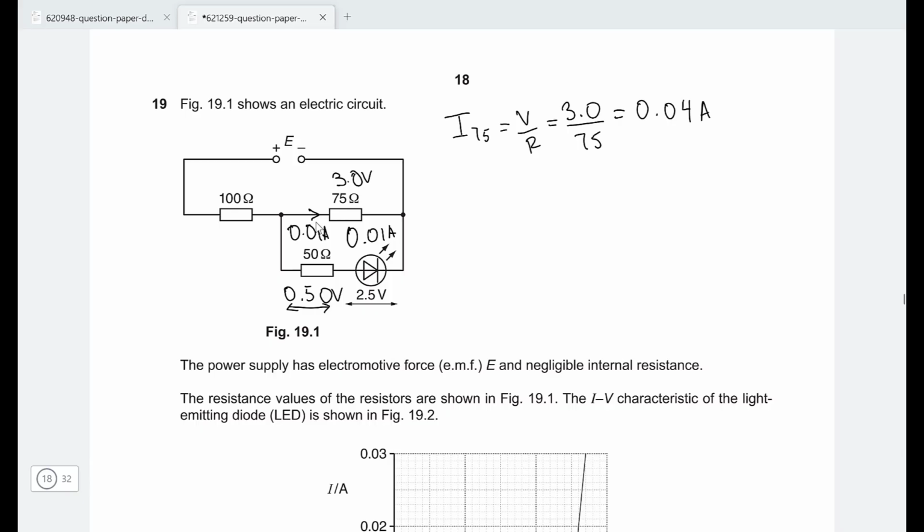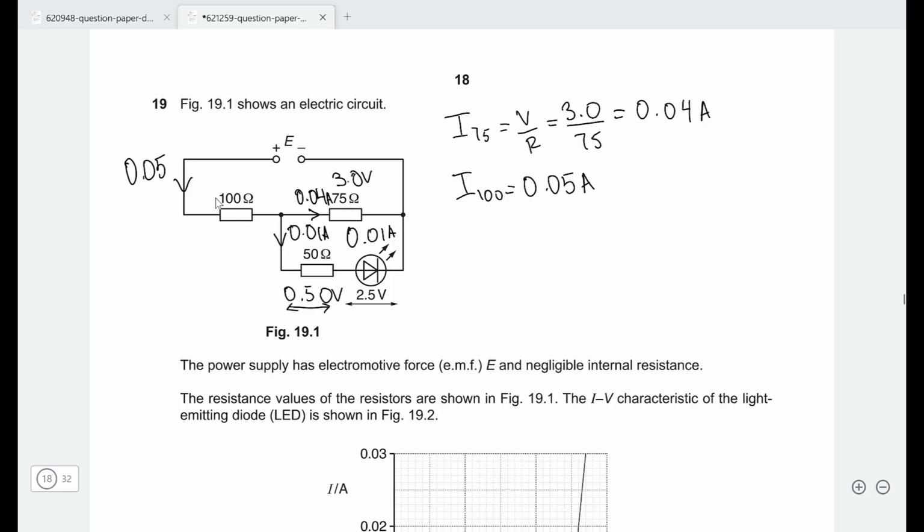0.04 amps. So if we were to use Kirchhoff's first law, the current as it goes through here, 0.04 go through there, and 0.01 goes through these two components. So this means that overall the current will have to be 0.05 through the 100 ohm resistor. So I'm just going to write a little subscript. I100 is equal to 0.05 amps. Okay, well, we know that the PD across the 75 ohm resistor is 3 volts.